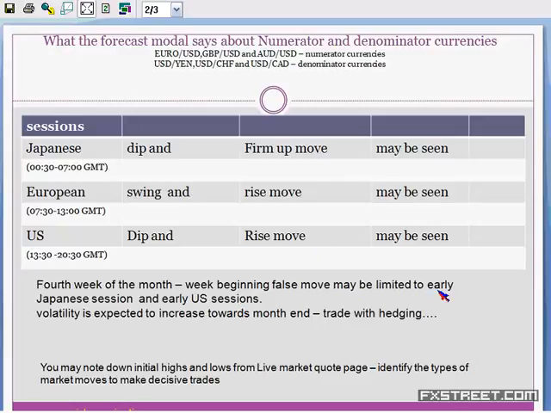So the week-beginning false move may be limited to the early Japanese session, then the early US session. Again, during the US session, they are expected to make one more downward move after gaining some level, create uncertainty, and then try to trap the traders either way. So players normally trap the traders either way. That is, after the rise, if the traders take sell positions without any hedging order, then they drop and induce them to liquidate.